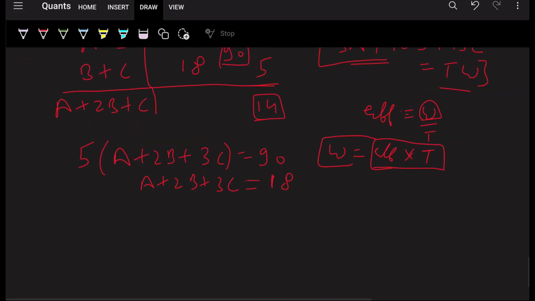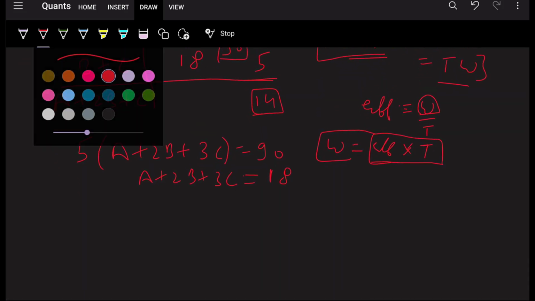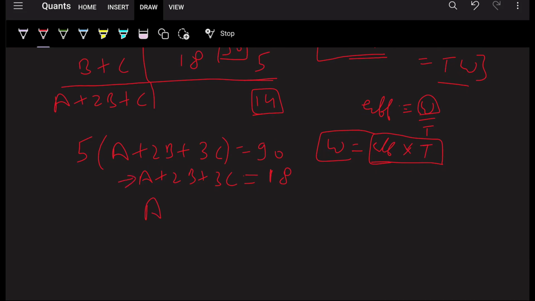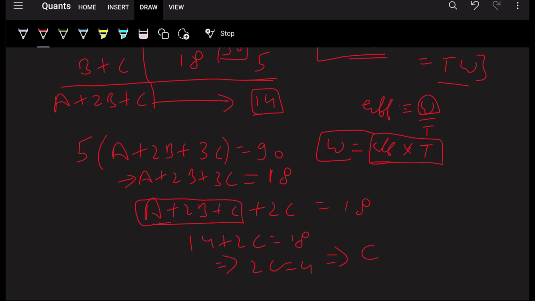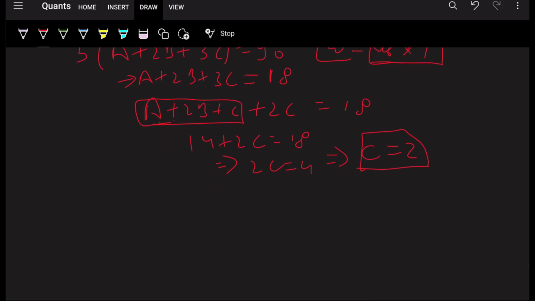So now I can rewrite this equation as A plus 2B plus C plus 2C is equal to 18. Now I know this from here, so 14 plus 2C is equal to 18. So 2C is equal to 4, and from here I have got C is equal to 2. This is the efficiency of C.